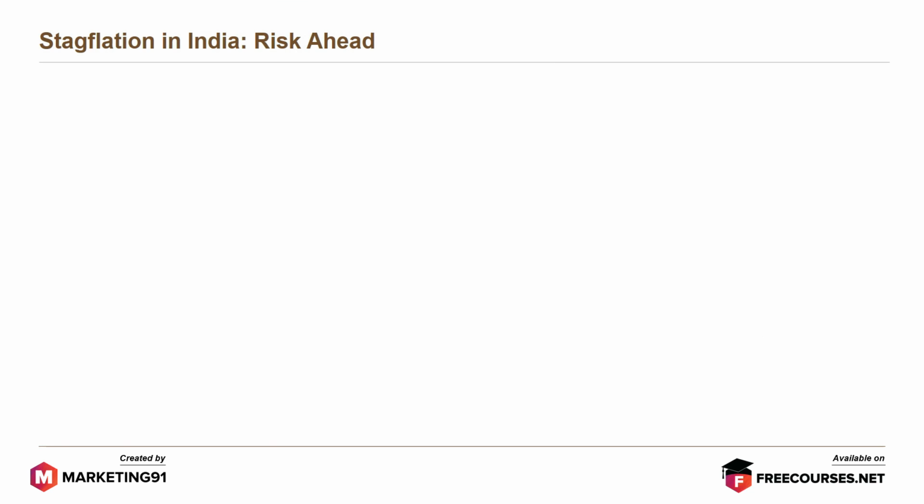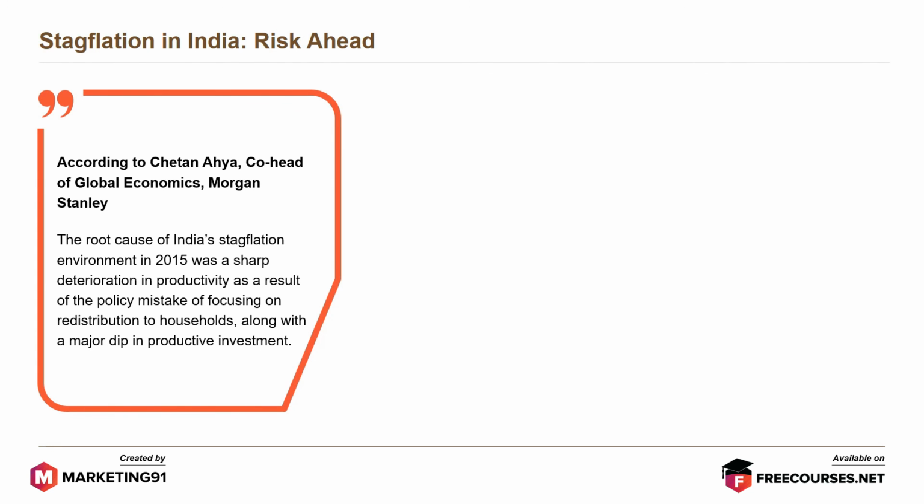According to Chetan Ahya, co-head of Global Economics at Morgan Stanley, the root cause of India's stagflation environment in 2015 was a sharp deterioration in productivity as a result of the policy mistake of focusing on redistribution to households, along with a major dip in productive investment.